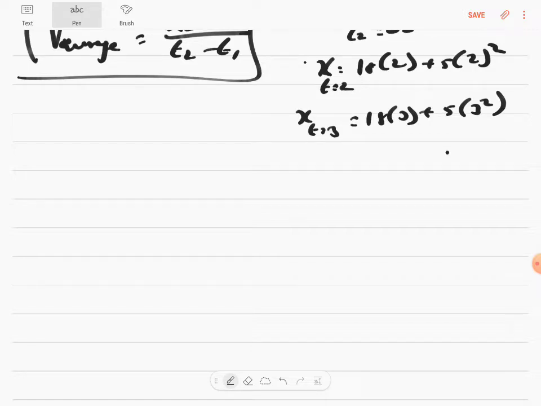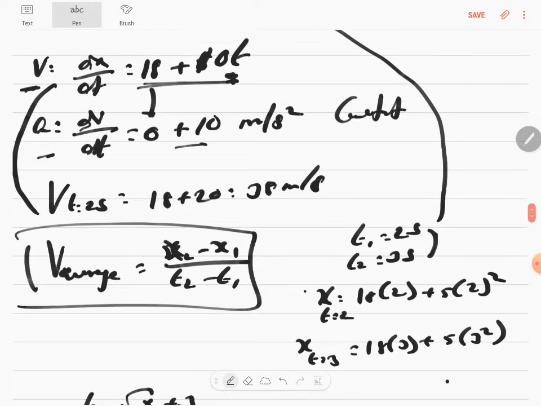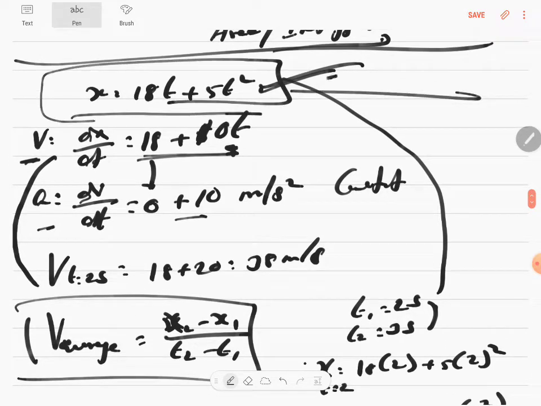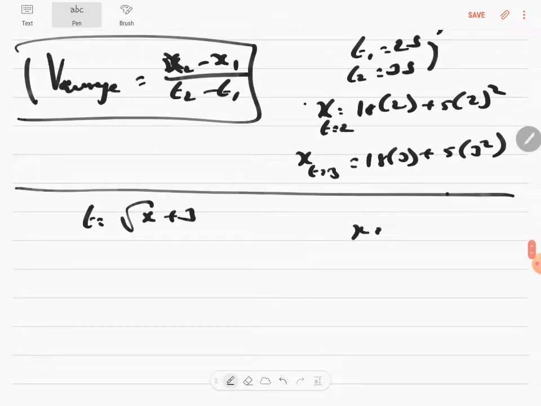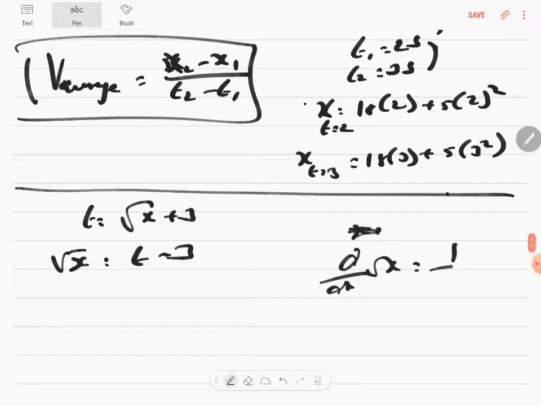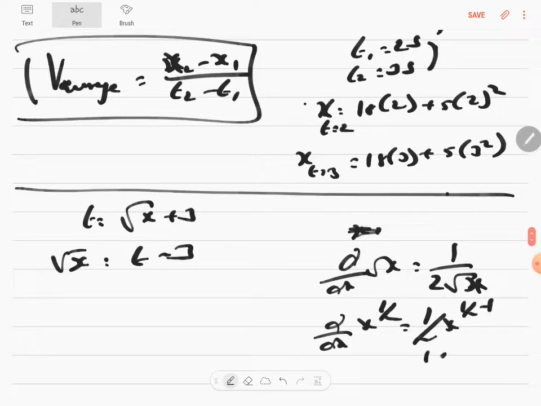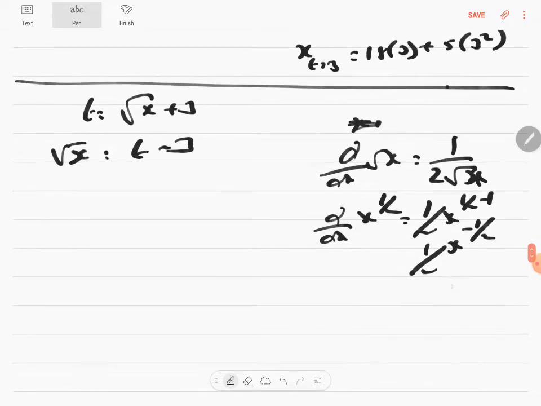There is a question which I did: t is equal to root x plus 3. Normally we will have x in terms of t. Here the position vector, or displacement vector, is in terms of time, but t is in terms of x. I would rather change it into root x is equal to t minus 3 so that x is in terms of t. We all know the differentiation of root x is 1 by 2 root x. How do you know that? d by dx of x to the power half is half into x to the power half minus 1, which is half into x to the power minus half, which is 1 by 2 root x.